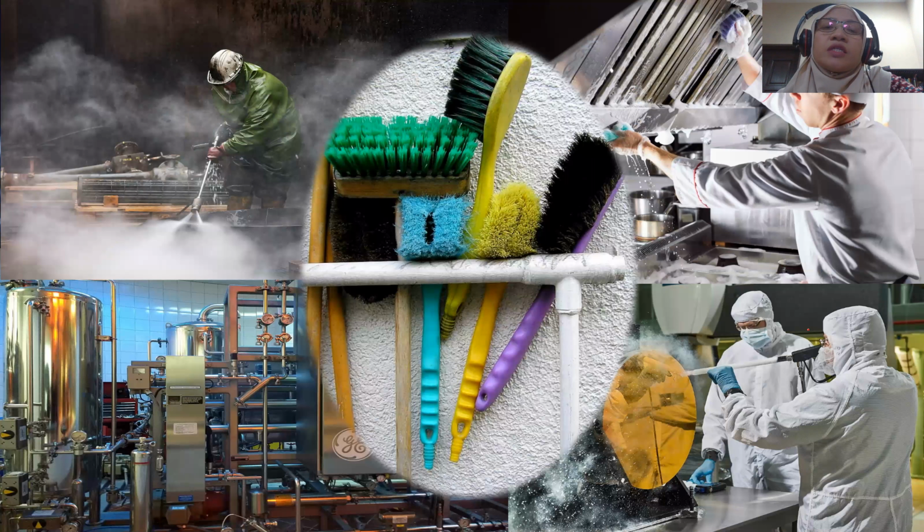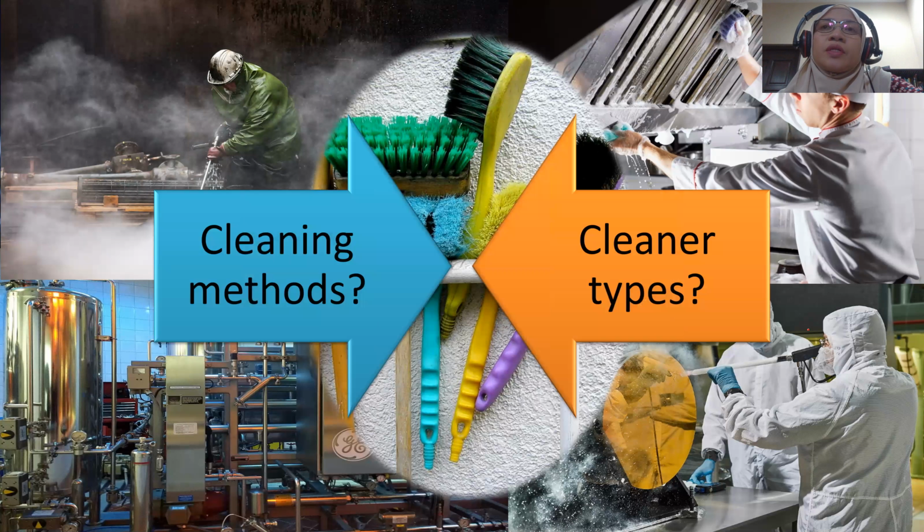There are several cleaning methods in the food industry, and the cleaning method may also influence cleaner selection. For example, a cleaner with high foaming is not good for cleaning in place and automatic washers.